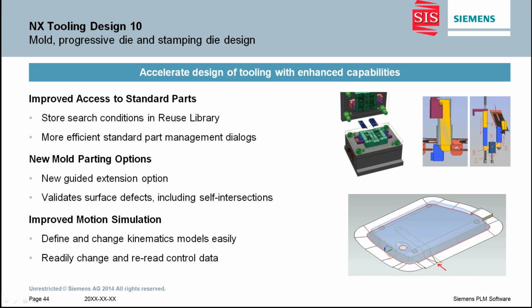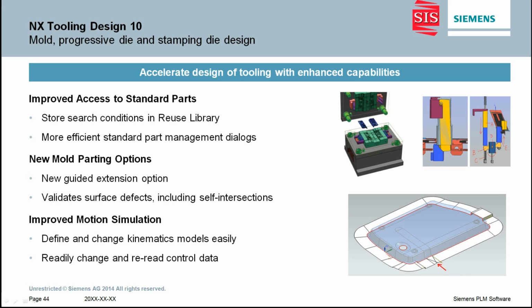It's quicker and easier to find standard parts you need in NX10 because you can define a search and save it in the reuse library. You can even place a search directly in the NX ribbon bar for quick access. It is simpler to create parting surfaces with the new guided extension option. This lets you create an associative parting surface based on a set of connected curves or edges. With guided extension, you can create parting surfaces in areas where other methods cannot.